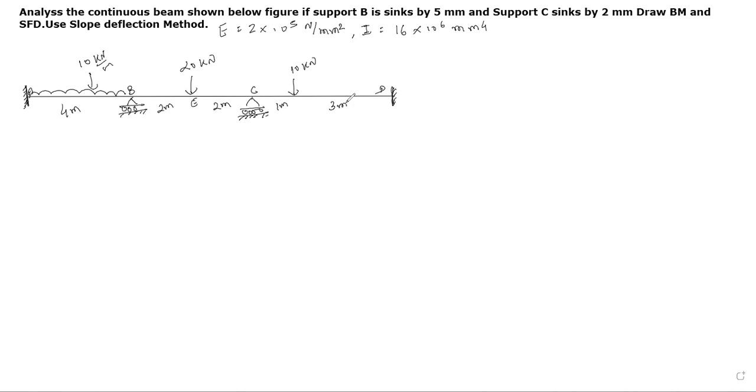I hope the data is clear to all of you. Please confirm me. And additionally, data is given that support B sinks by 5 mm. That means your support B sinks by 5 mm and your support C sinks by 2 mm. I hope the data is clear to all of you. Please confirm me in the chat box, students.